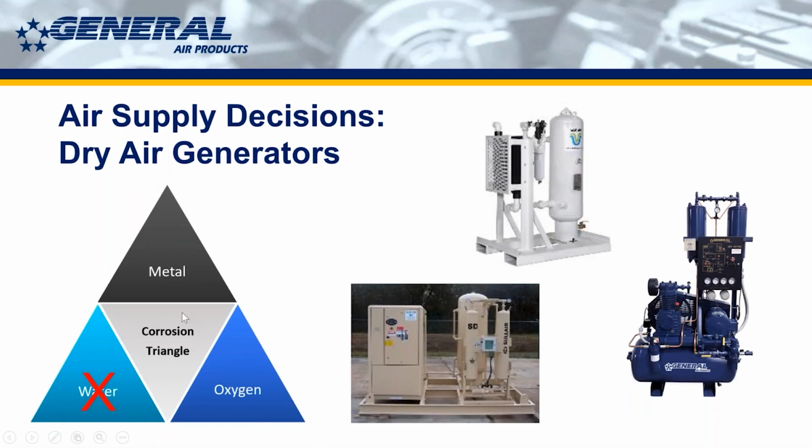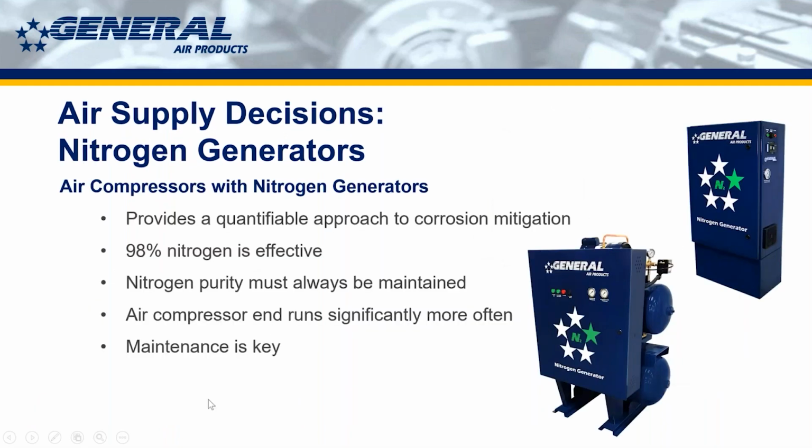So again, what we're doing here as far as the corrosion triangle is concerned is we're eliminating or reducing the amount of water in the system so that corrosion can't take place. That's how it works in regards to the corrosion triangle. We'll move on to nitrogen generators.